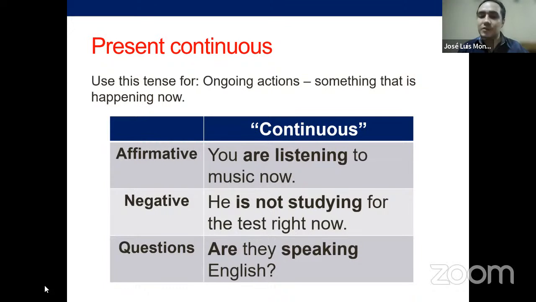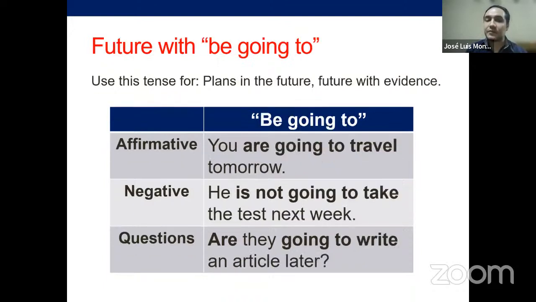Now, something that you are not doing now. I'm not eating now. That's correct. And now you can ask me one question in the present continuous. Are you reading something? No, I'm not. That's something I'm not doing now. Okay, good. All right. So that's easy, right? The present continuous is very simple. We don't have difficulties there.